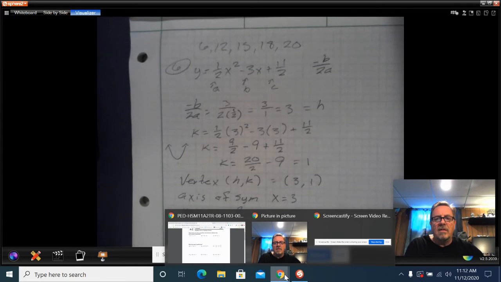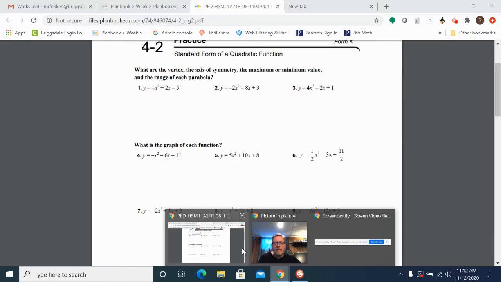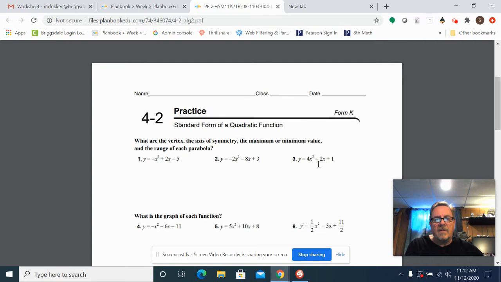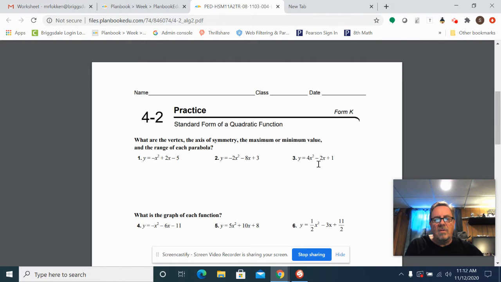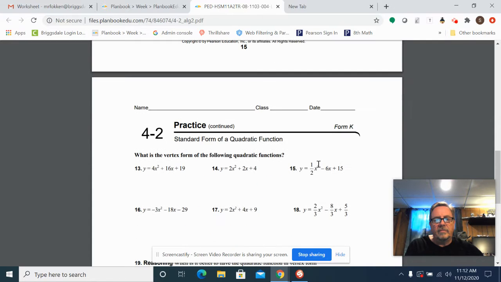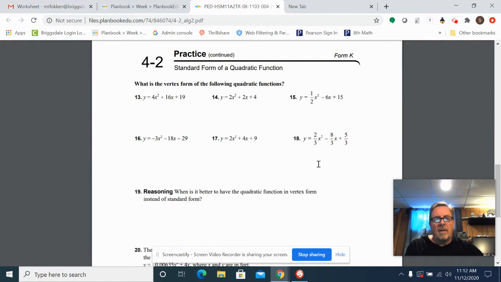15. What does 15 look like? What's it want us to do? What is the vertex form for this function? So we've got y equals 1/2 x squared minus 6x plus 15.